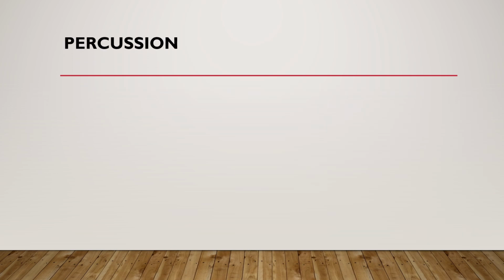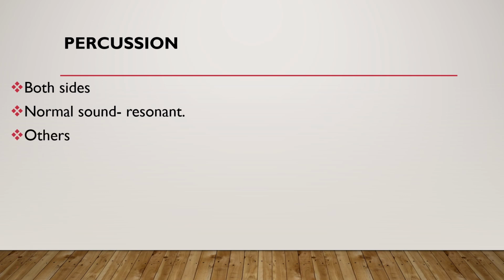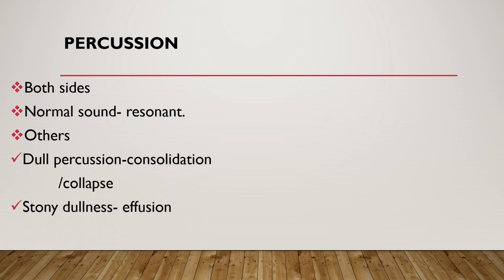The third one is percussion. Both sides of the chest should be percussed, both anteriorly and posteriorly, and we should compare each side. Use light percussion. Normally the chest is resonant to percussion. There are other sounds. A dull percussion note is due to solid lung that does not reflect sound as readily as aerated lung, or a mass or fluid that obstructs transmission of sound to the chest wall. So a dull percussion note is due to either consolidation or collapse, and stony dullness is due to fluid or effusion.